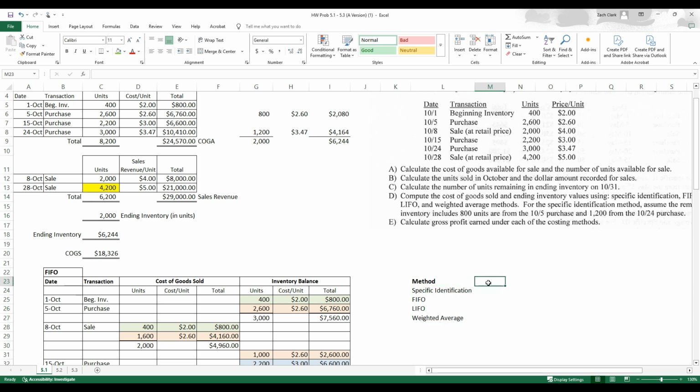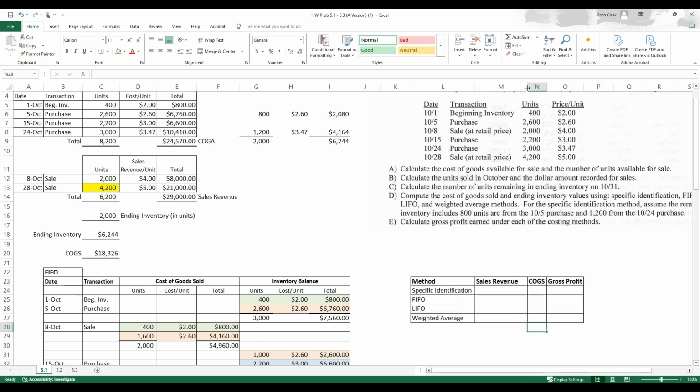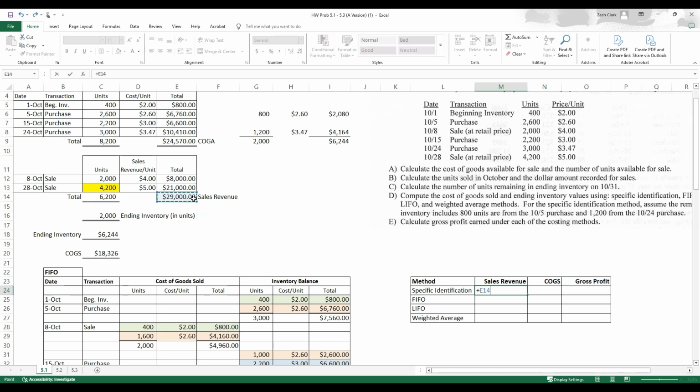Okay, so that's our method. And to get gross profit, remember we need sales revenue minus cost of goods sold equals gross profit. Again, we're going to need to stretch out some of these columns. Let's make these with some grid lines. Okay, so that's there. Oh, okay, cool. So the sales revenue is the same under each one, 29,000.